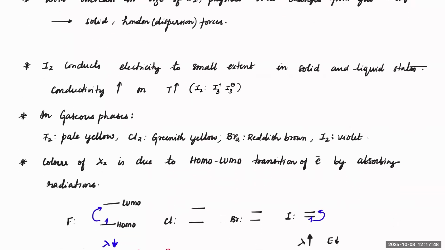Next, I2 conducts electricity to a small extent in solid and liquid states. Conductivity increases because as the temperature increases, the conductivity will increase. I2 can exist as I3+ and I3- when it is in a solid state. That's how it is conducting electricity.